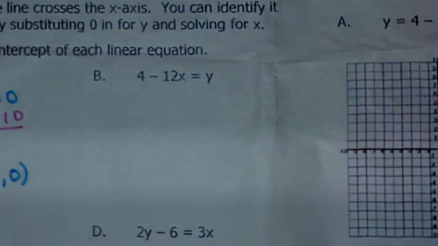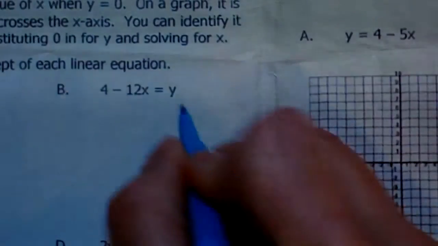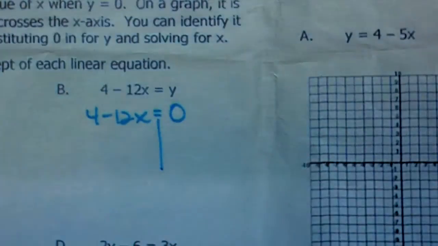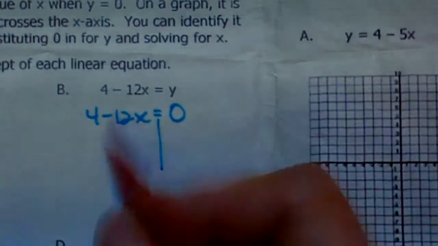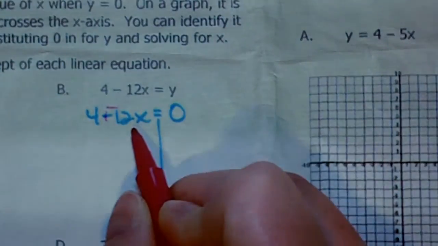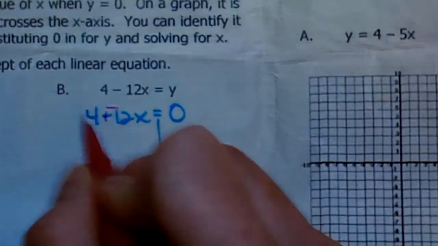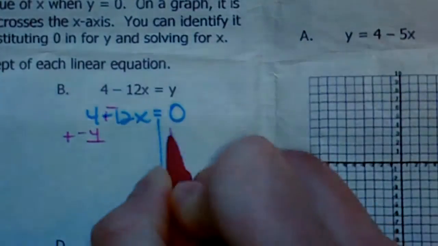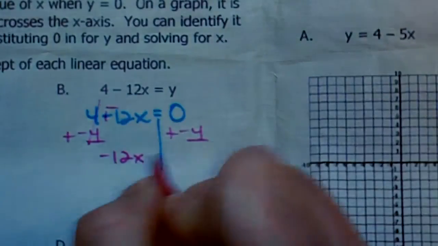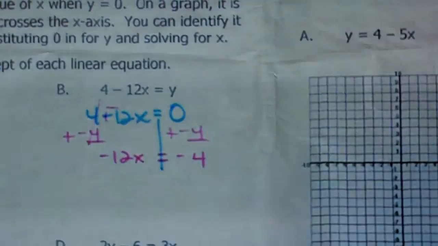Again, the x-intercept happens when y equals 0, so let's just plug 0 in for y, and then we get to solve this equation for x. So for starters, let's get rid of this positive 4. Remember, that's a negative 12 because we're adding the opposite there. To get rid of this positive 4, I'm going to add a negative 4 or subtract 4, whatever, same thing. And negative 12x would equal a negative 4.